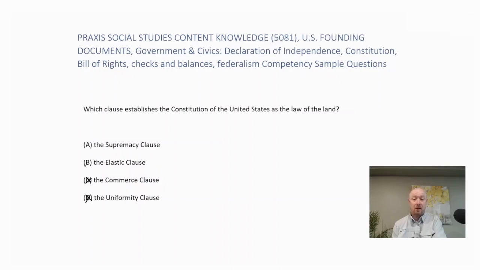Choice B, the Elastic Clause, gives the federal government the right to create new laws, but it's not necessarily the law of the land. And what we're looking for here is choice A, the Supremacy Clause, which means federal law trumps any other law, including state law. So the correct answer is choice A.